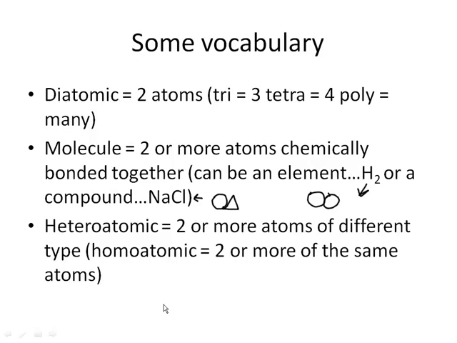Heteroatomic means I've got 2 or more atoms of different type. So NaCl, for example, here, I have 2 atoms of different types. So that would definitely be heteroatomic. Homoatomic, on the other hand, would be 2 or more atoms of the same, and that would be my H2 example. That would be homoatomic.